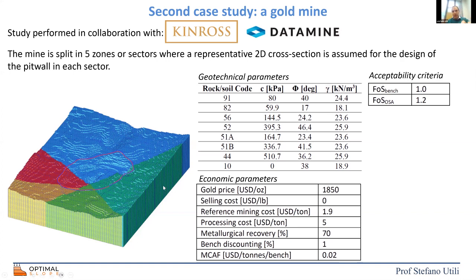The name is not given, but only a code, for reasons of confidentiality, as you can imagine. So in this case, also here you can see the typical economic parameters: gold price, the processing cost, mining cost, metallurgical recovery, etc. And the factor of safety is 1.2. The factor of safety target for the overall slope angle is 1.2.